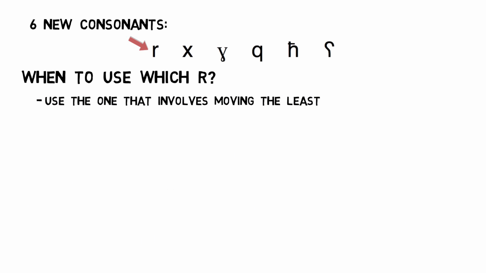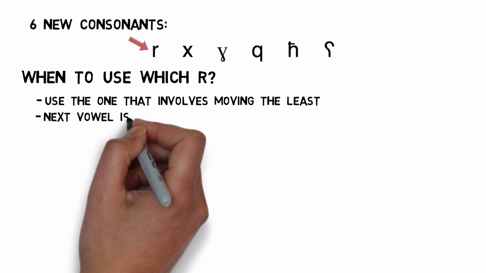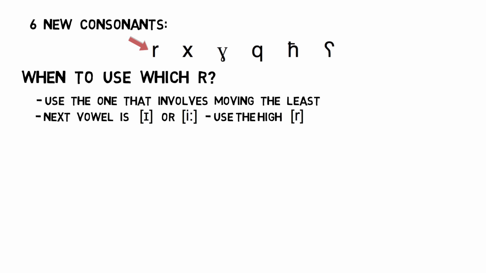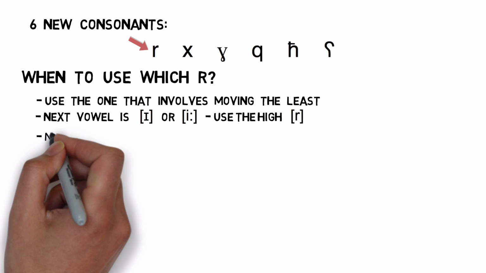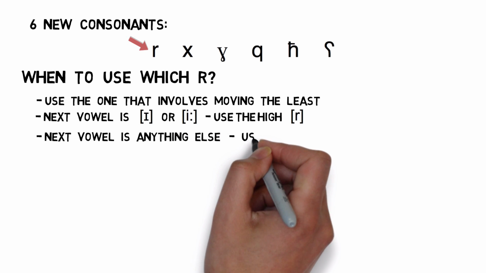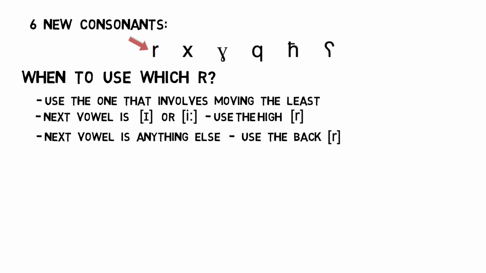If your next vowel is E, where the middle of your tongue is high up in your mouth already, then you do the R with the higher tongue positioned in the middle, R. But if your next vowel is U or A, where your tongue is further back in your mouth, then you do the R with the lower, further back tongue position, R.